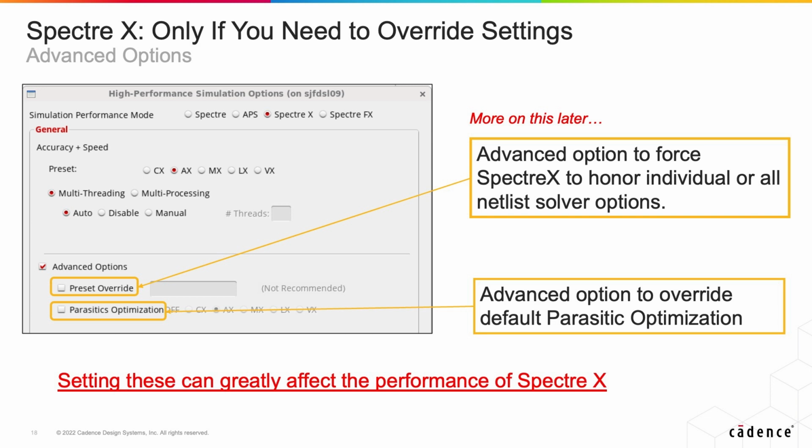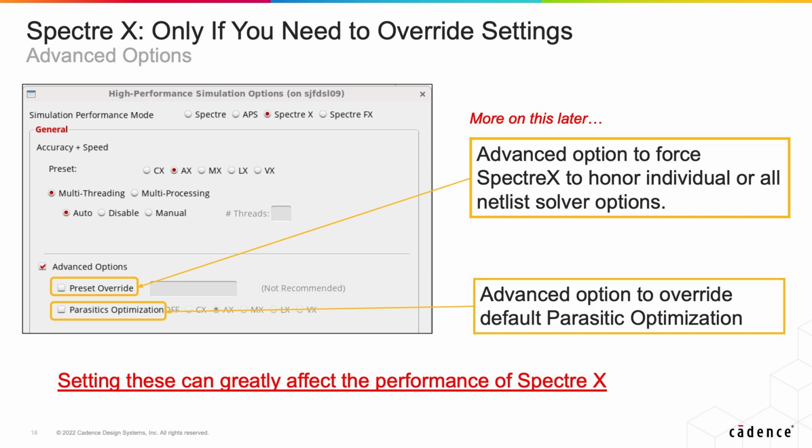You can do that. Or if you think my circuit is extremely sensitive to my parasitics, so I want hardly any to be cut, you can choose CX here and AX there. You can do it explicitly, but if you forget, which people do with APS, it's not like you will run without parasitic optimization. You'll always get a handshake.